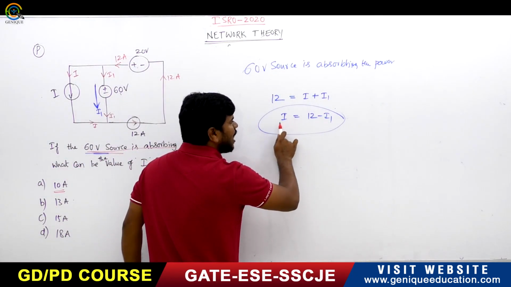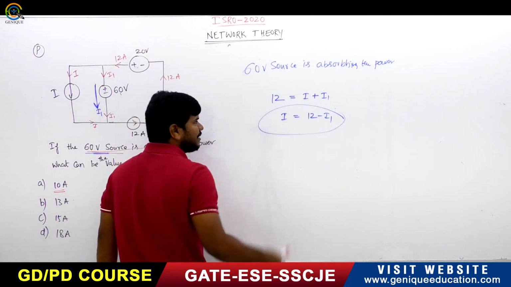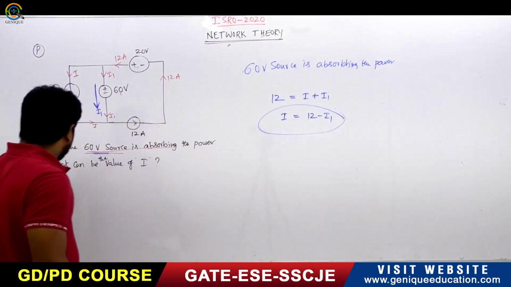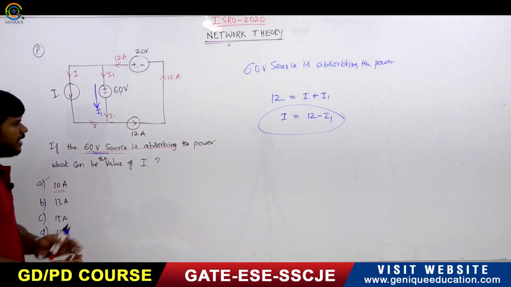So, the I value must be less than 12. So, this can be the option. This is the answer. Right? It's a very good question.